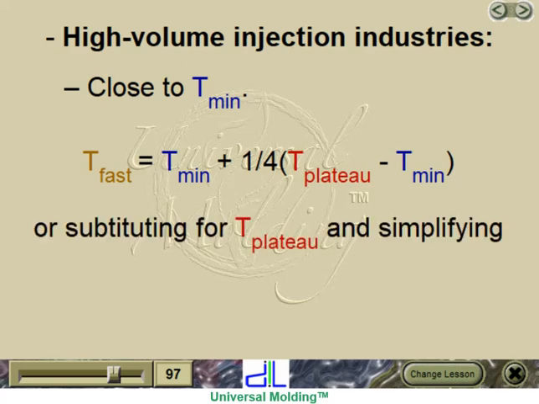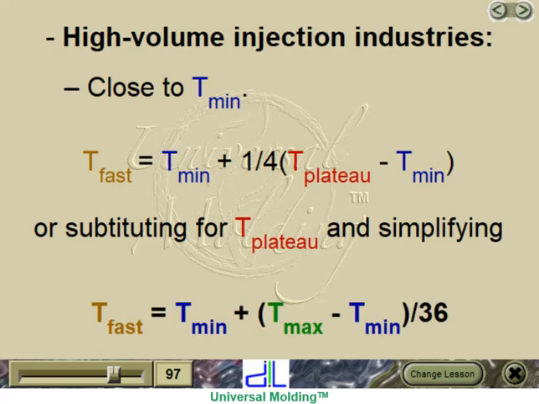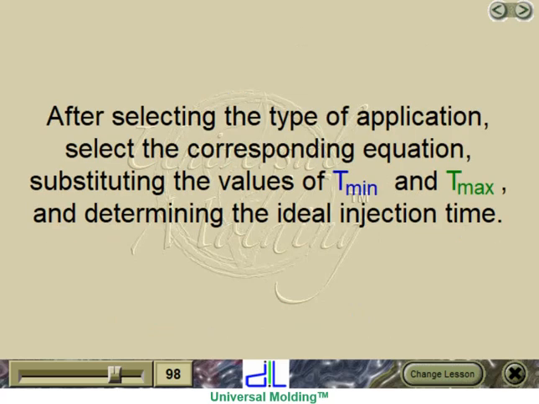Or substituting for T plateau and simplifying, T fast equals T minimum plus the difference between T maximum and T minimum divided by 36. After selecting the type of application, select the corresponding equation, substituting the values of T minimum and T maximum, and determining the ideal injection time.